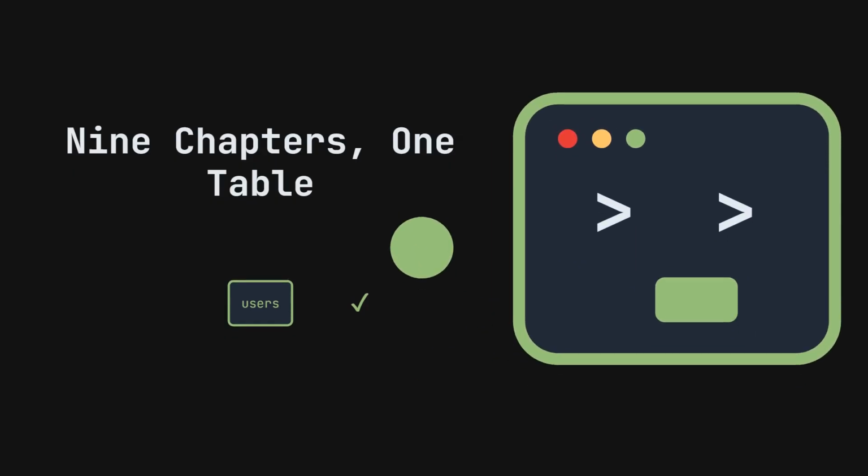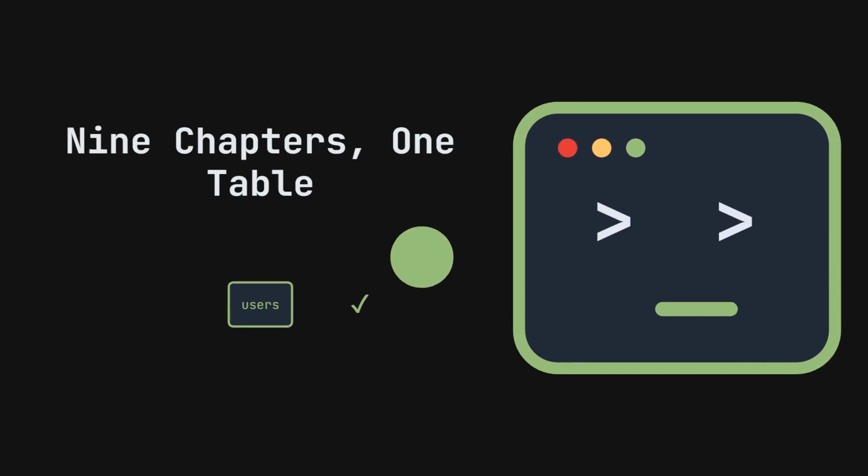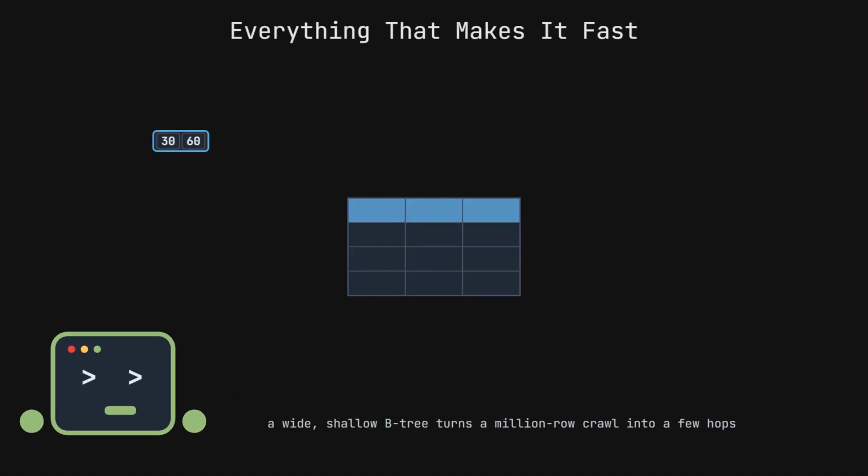9 chapters, 1 simple table? Let's put the whole speed story back together in 60 seconds. It starts with the index, a wide, shallow B-tree that turns a million-row crawl into 3 or 4 quick hops. That tree self-balances on every insert and delete, can stack multiple columns in order, and can even carry extra columns to skip the table entirely. Hash indexes are faster for pure exact matches, but only the sorted B-tree handles ranges at all.